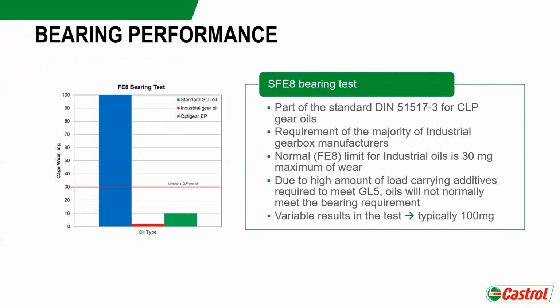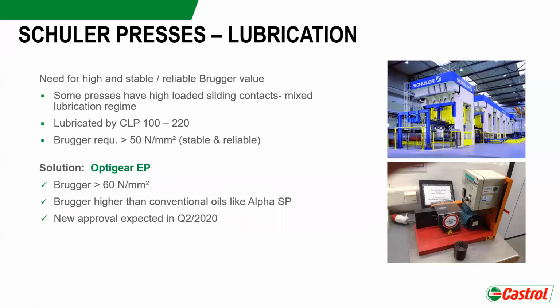I will go through a few examples where OptiGear EP has been used or approved. So on the next slide, we've mentioned Brugger several times, which is another load carrying type of test. For Schuler press approval, a value of greater than 50 Newton meters is needed, with OptiGear EP at 60. We're just waiting for the approval documentation to come through for Schuler approval, but we have the approval. We're just waiting for the documentation to come through. So high load carrying in these Schuler presses.